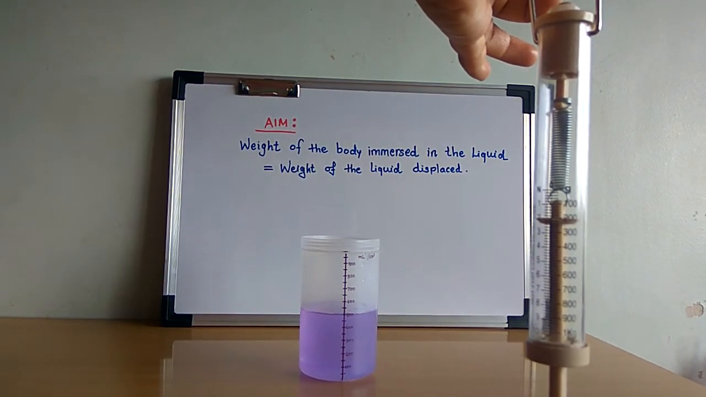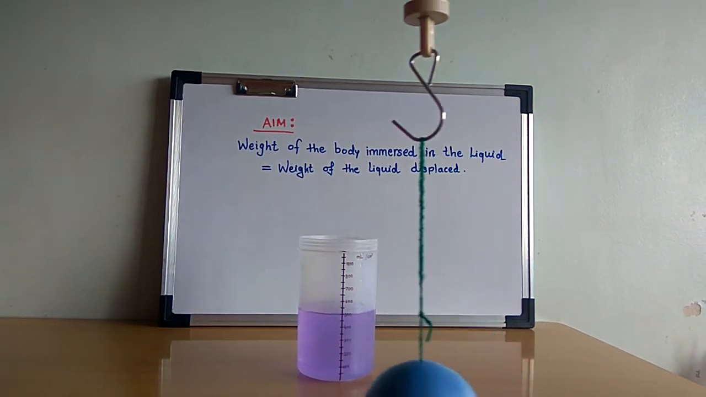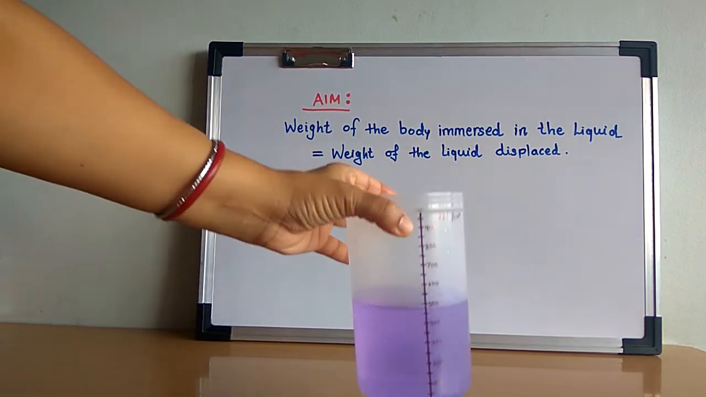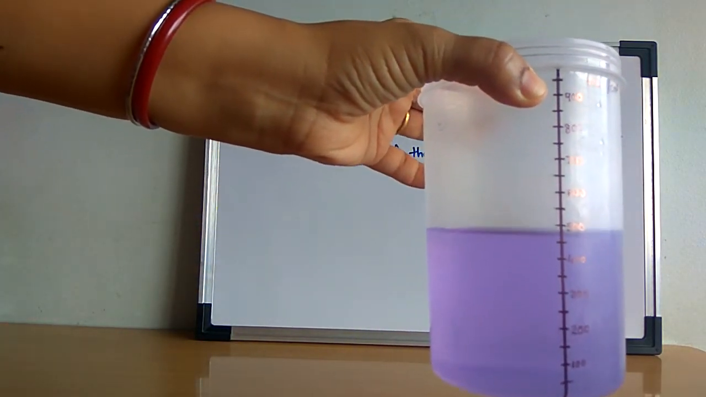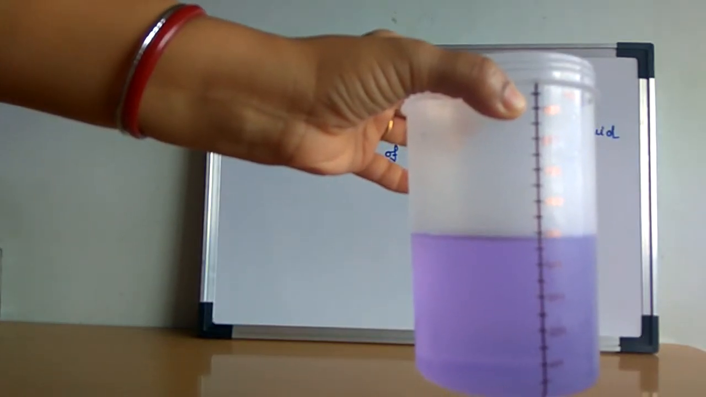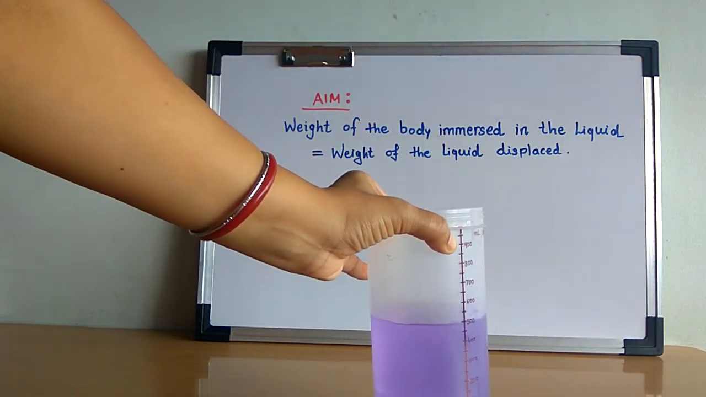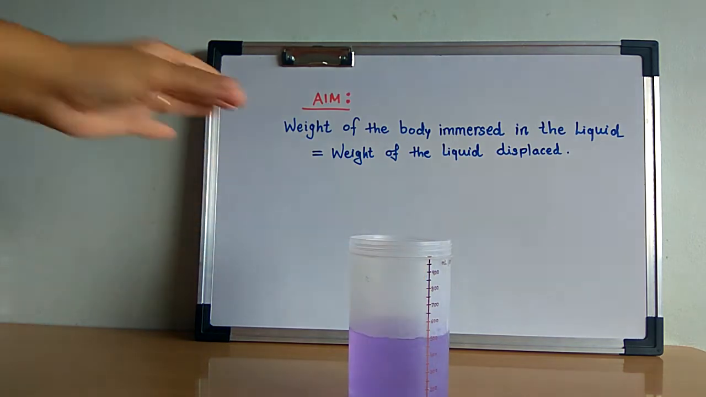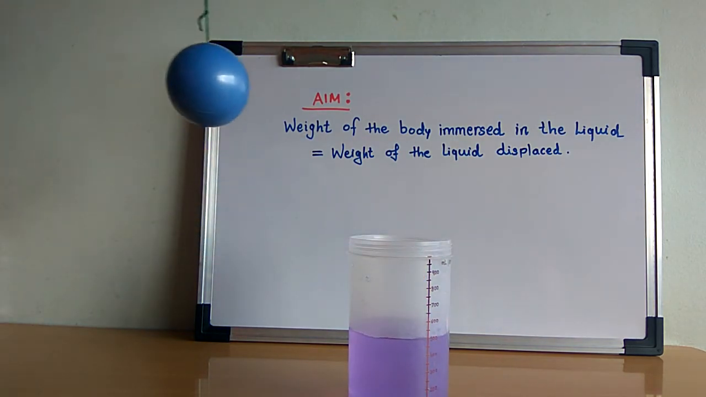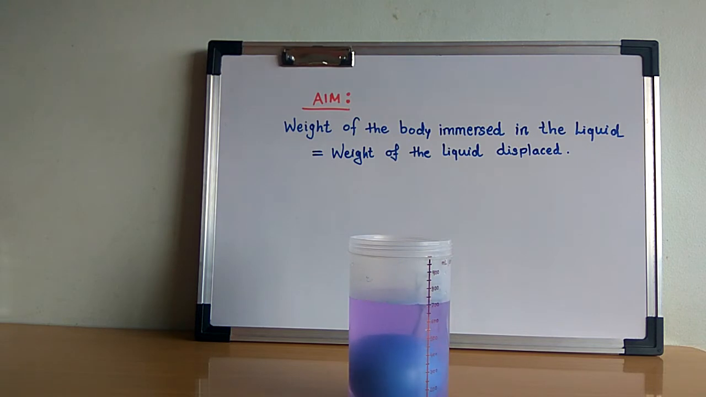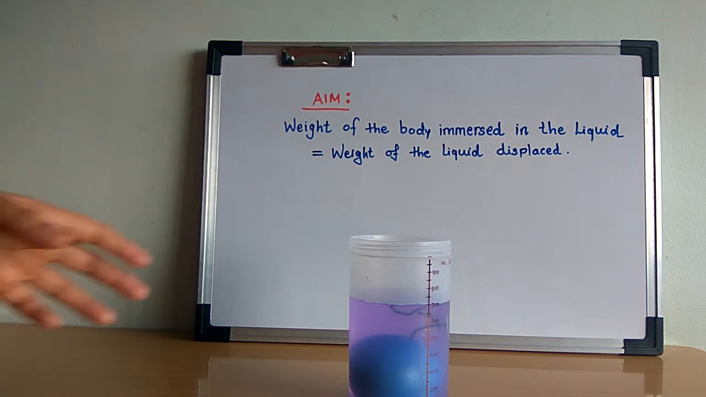Let us see how much water it displaces. There is a graduated measuring jar. In this you can see that the level of water is 500 ml or 500 cc. Now when I immerse the body in this liquid, let us see what is the increase in volume. It is completely immersed in the liquid and it occupies 700 ml. It is clearly seen. The level rises to 700 ml. So it has occupied how much volume? 700 minus 500. That means 200 volume of water.